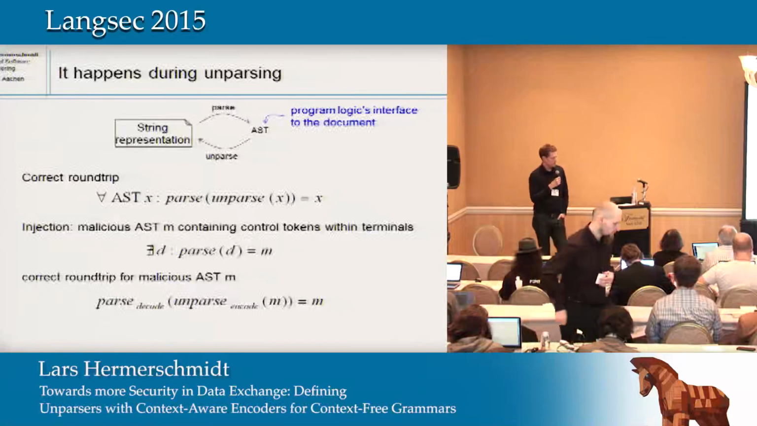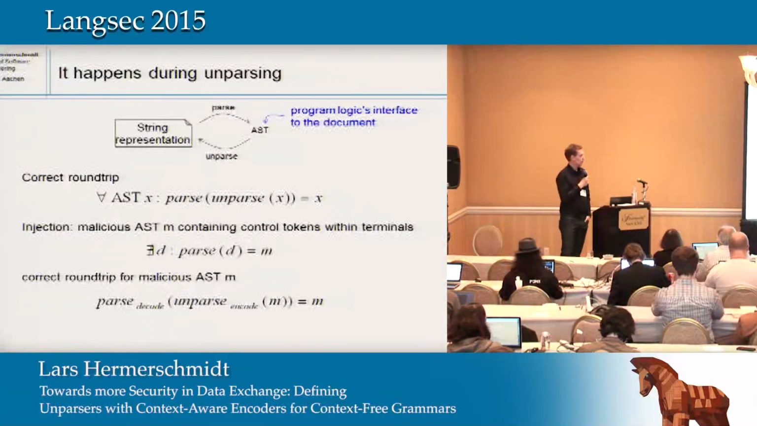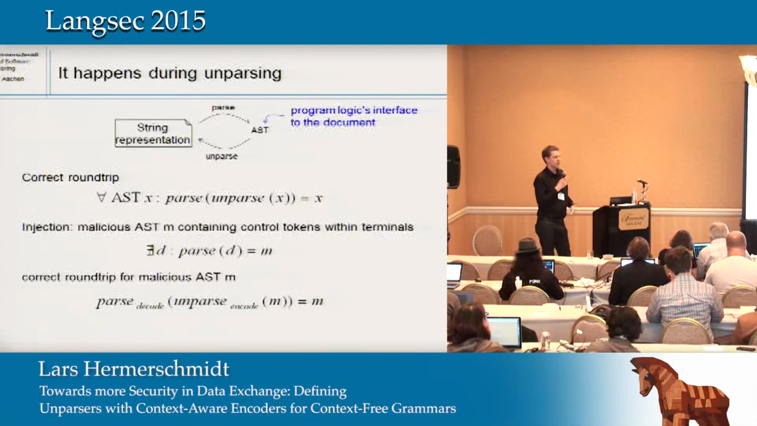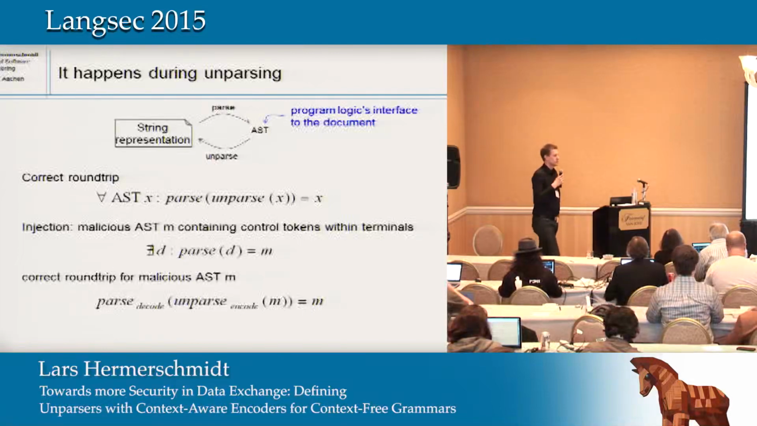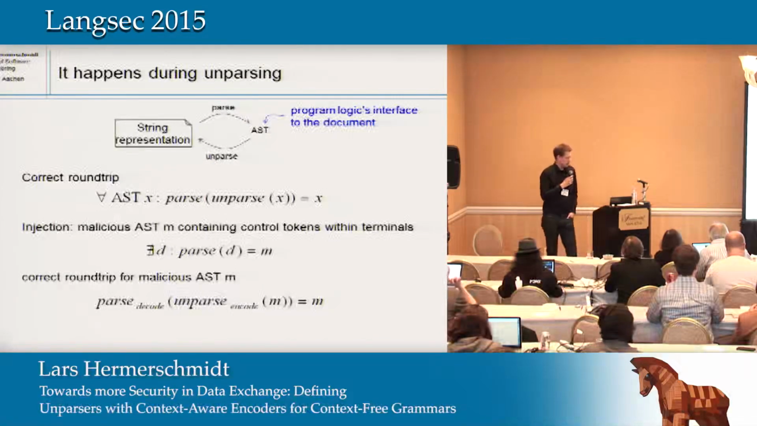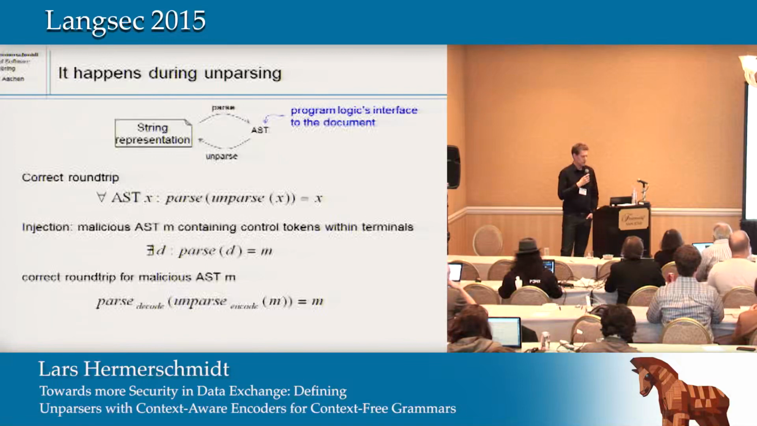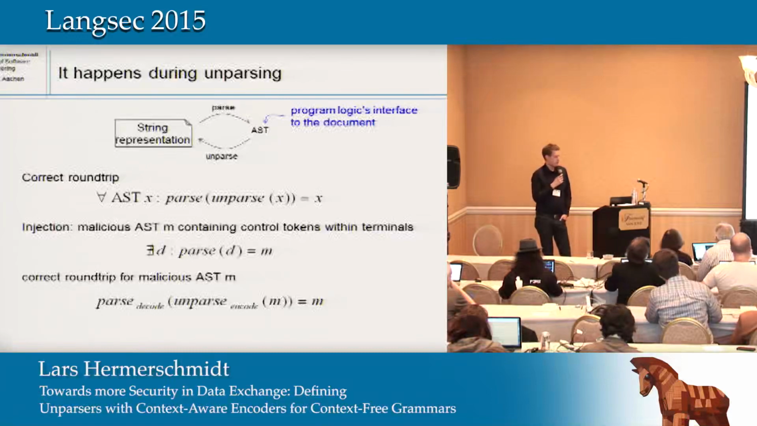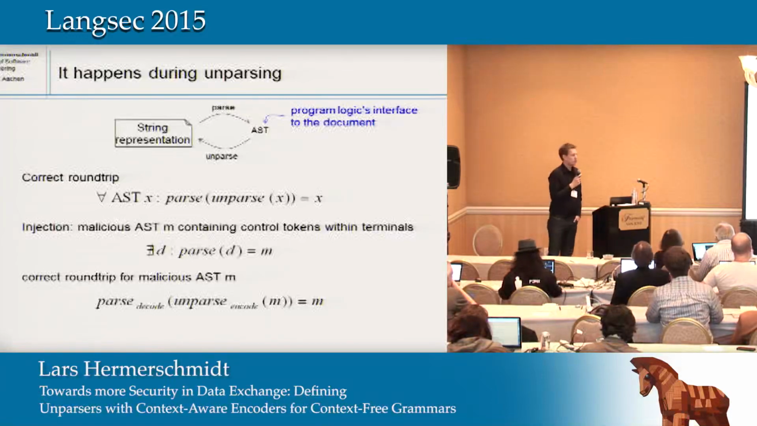To get to the point, we have the usual setup on the top here where we have a string representation on the wire and need to parse it to make it usable for an application. And then when the application talks back, to bring this on the wire again, we need to unparse it. A usual round trip would be that for every AST, when we unparse it and later parse it, we get the same AST again. That's nice and true for benign input.